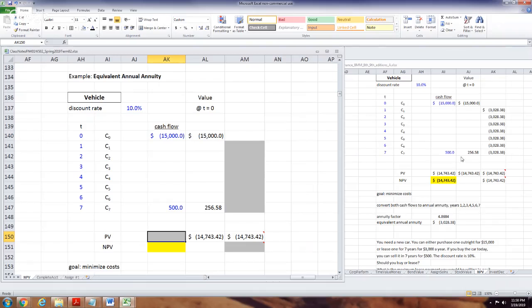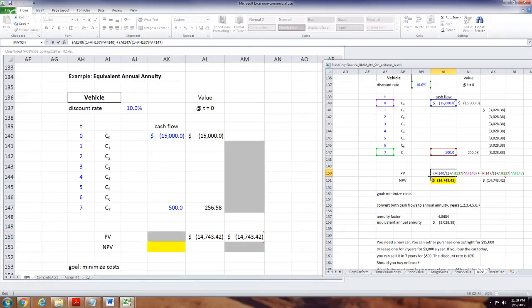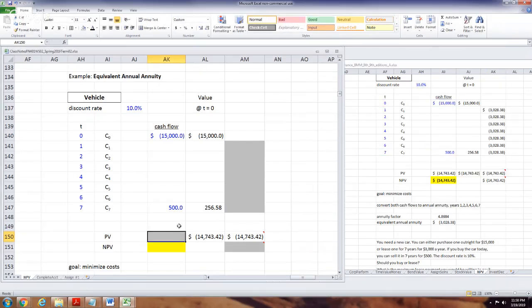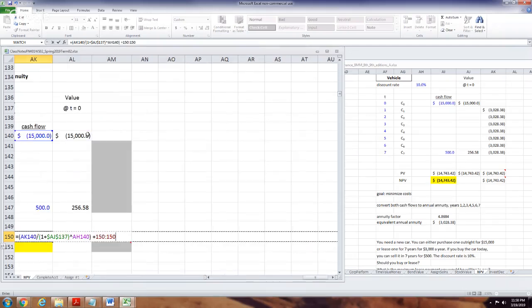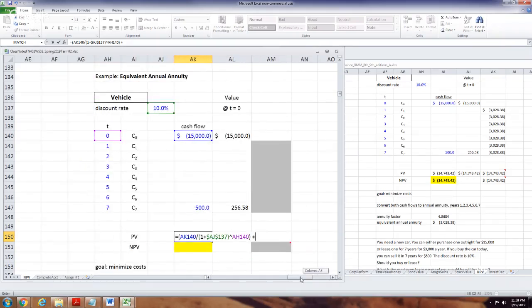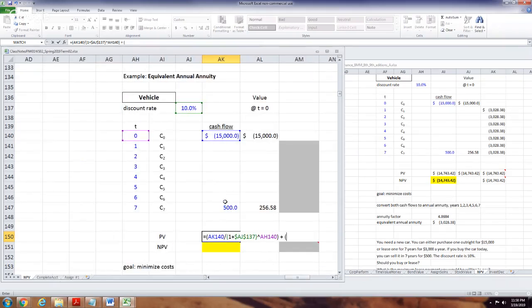Okay. The other version of this is this, and just working it out. It equals parenthesis 15,000 divided by 1 plus 10%. It's a year, right, which is the 0 year, plus 500 divided by parenthesis 1 plus 10%, and this is 7 years out.